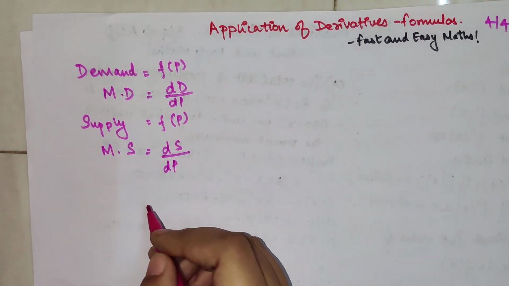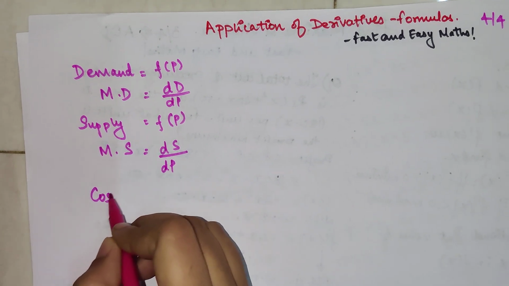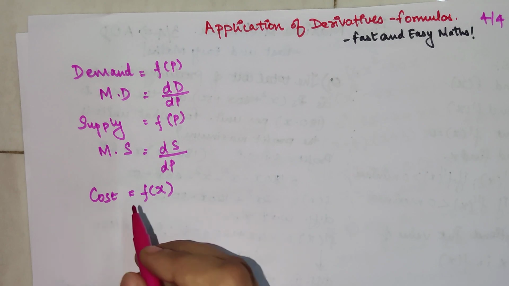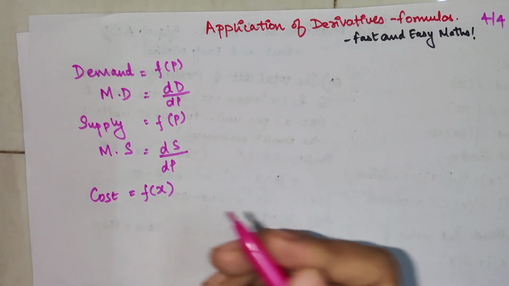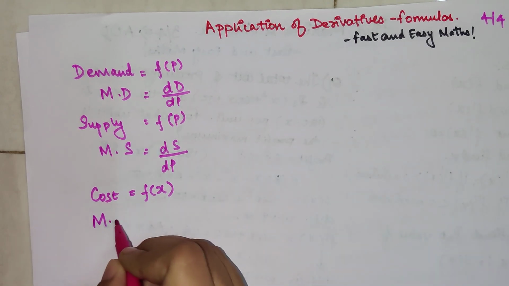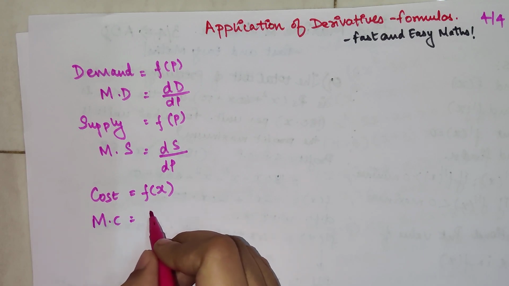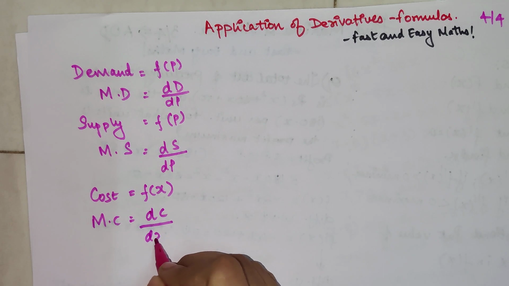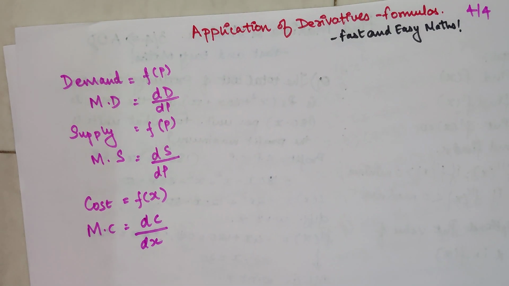Now, cost is actually a function of quantity. I have written x, f of x, but basically x is nothing but quantity. So again, marginal cost will be what? Yes, you all guessed it right. You just have to differentiate the cost equation with respect to x or the quantity given.